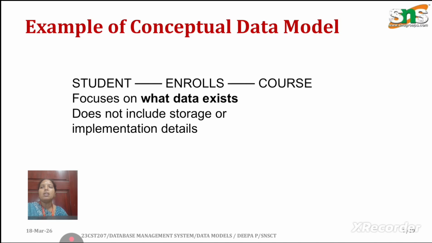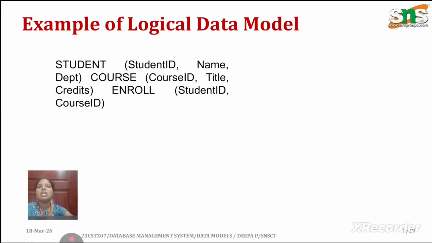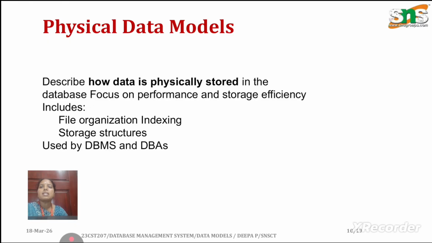In the relational model, data is stored in the form of tables, also called relations. Each table consists of rows and columns. Rows are called tuples and columns are called attributes. For example, a student table may have columns like student ID, name, and department, and each row represents a record of a student. The relational model was proposed by E. F. Codd, and it is the most widely used data model today. It provides a simple and structured way to store and retrieve data.